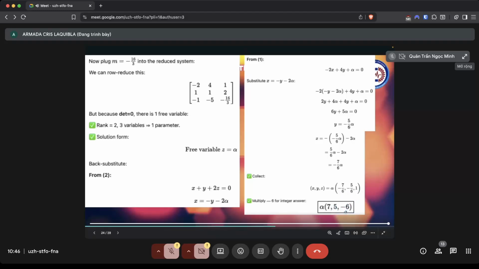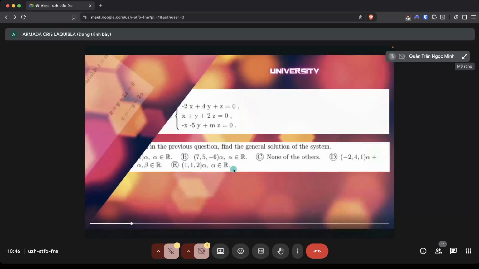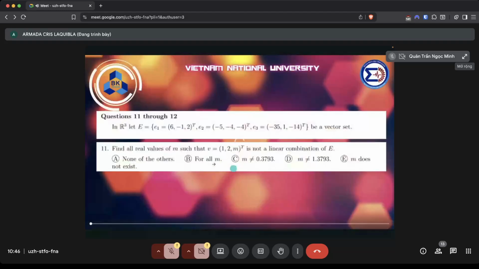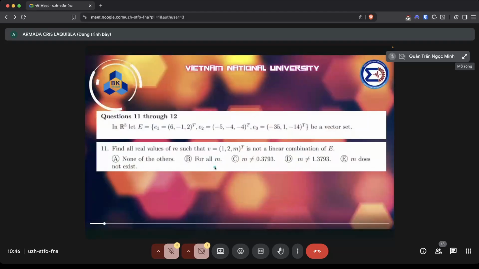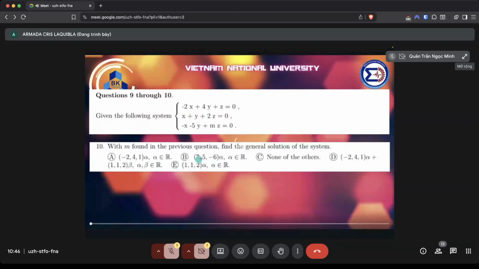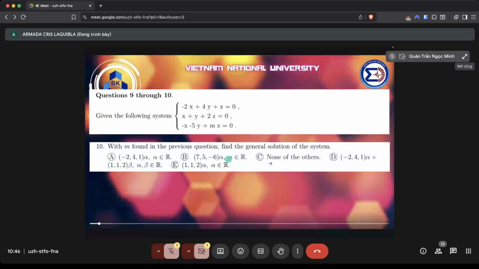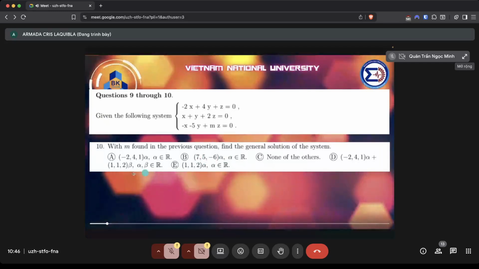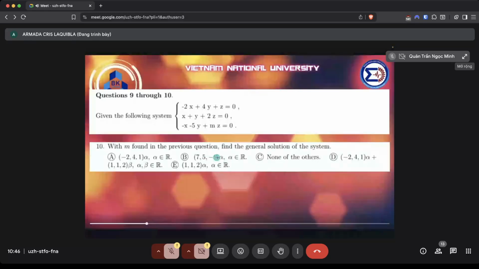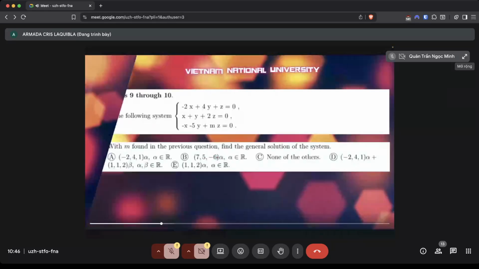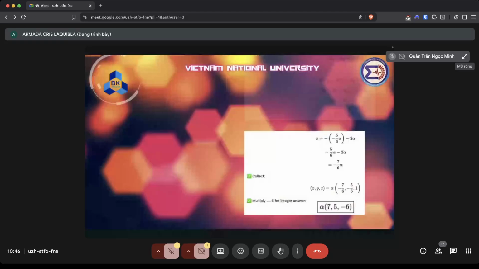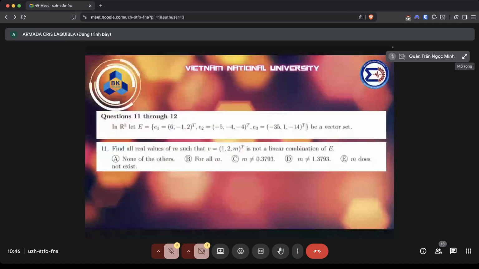And you can find it here. Where's 7, 5, negative 6? It's here. Letter B. Too fast. Letter B. Here. 7, 5, negative 6. And the other choices are different from them. So it's not the same with the 7, 5, negative 6. Next, we have here number 11 through 12.